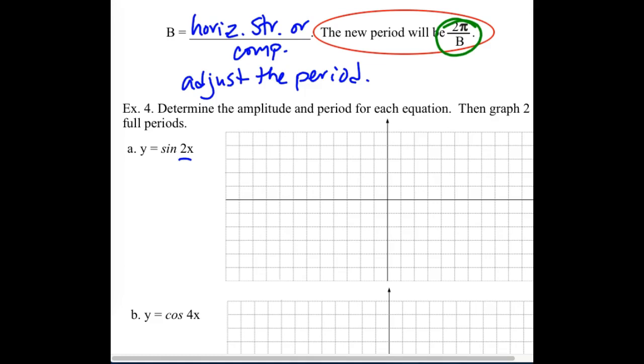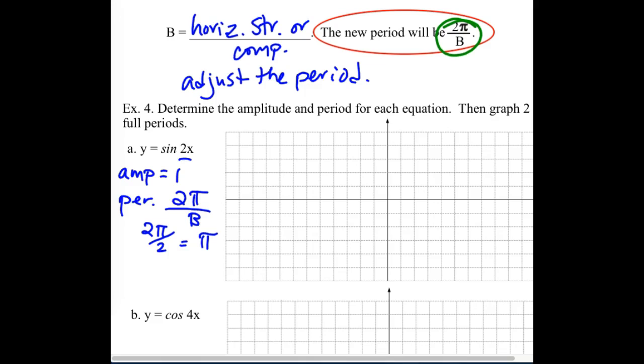All right, so for example 4, we have the equation y equals sine of 2x. It says determine amplitude and period, and then graph 2 full periods. Well, what's the amplitude? Still 1, right? We haven't changed anything vertically. Period, though, is going to be 2 pi divided by b. In this case, b is 2, and 2 pi divided by 2 is 1 pi. So instead of us going from 0 to 2 pi to fit our curve in, we're going to have to scrunch that down. Now we have to fit that whole curve between 0 and 1 pi.